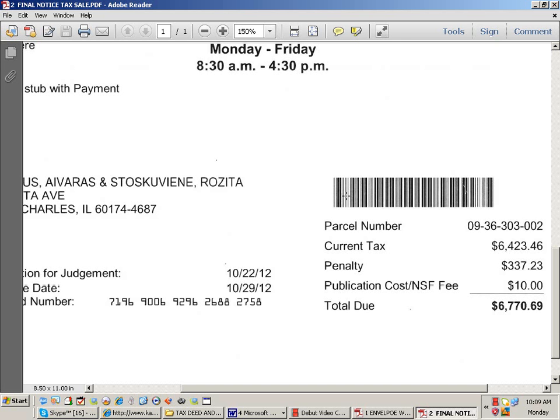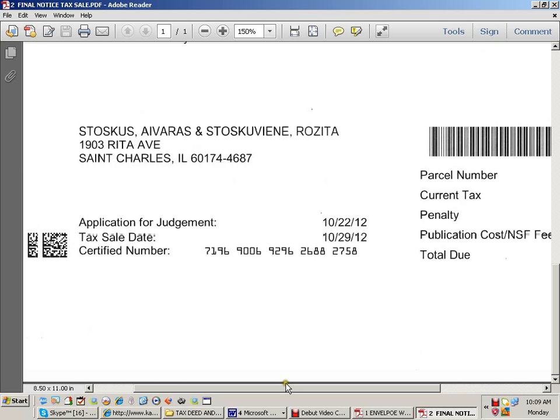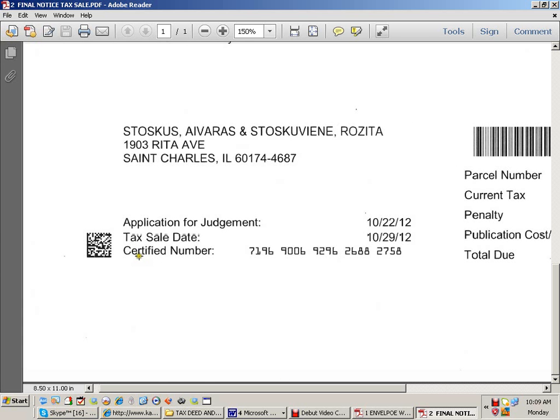And the parcel, the current tax, the penalty, publication, non-sufficient fund fee, and a total. And then this also has, in the lower left-hand corner, that little postage stamp is a barcode of some kind. So someday we're going to have them tell us what's in these barcodes, but it's just good to know that they're there.